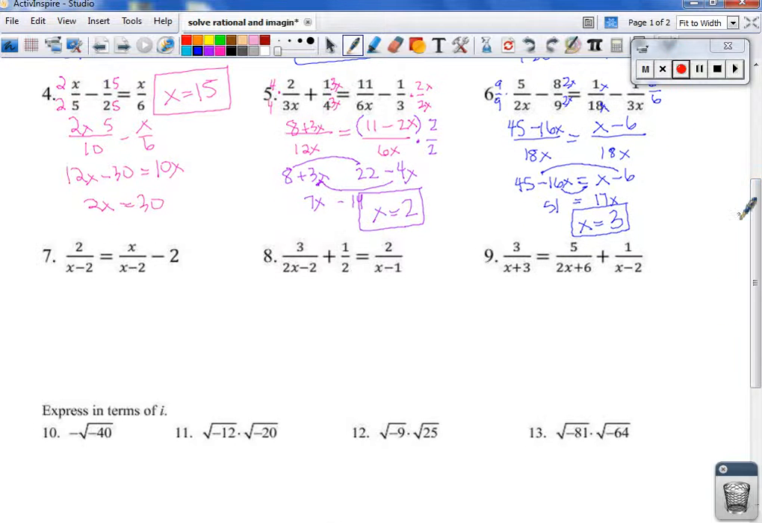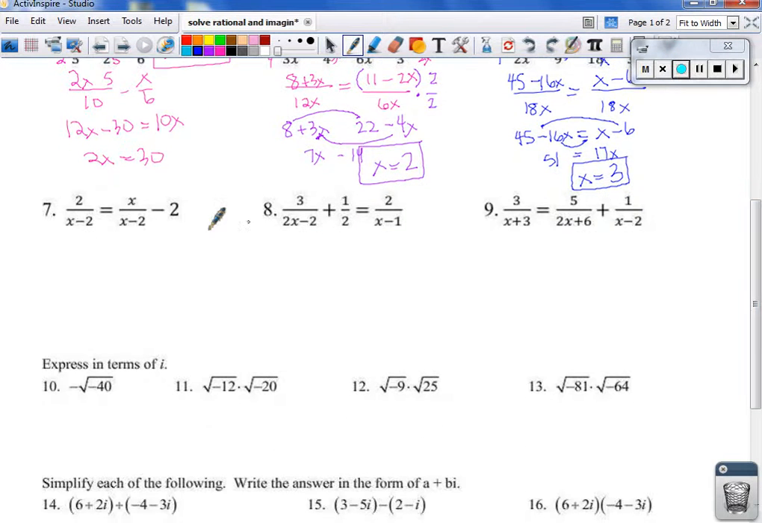Okay, your calculator can once again tell you if that's true or not. Okay, number 7. Notice we have two denominators here that happen to be the same, so I'm going to bring this whole entire denominator over to that side by subtracting it. So 2 over x minus 2 minus x over x minus 2 will equal negative 2. So my denominators are the same, so I can subtract my numerators. 2 minus x over x minus 2 equals negative 2.